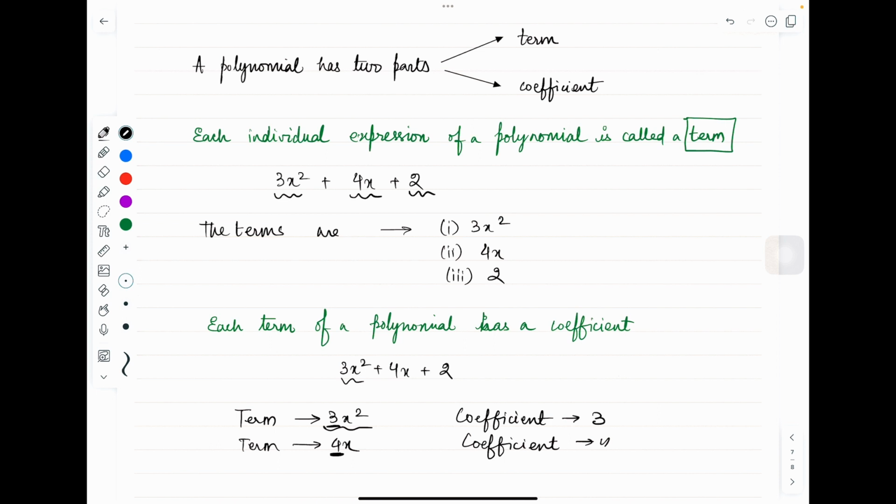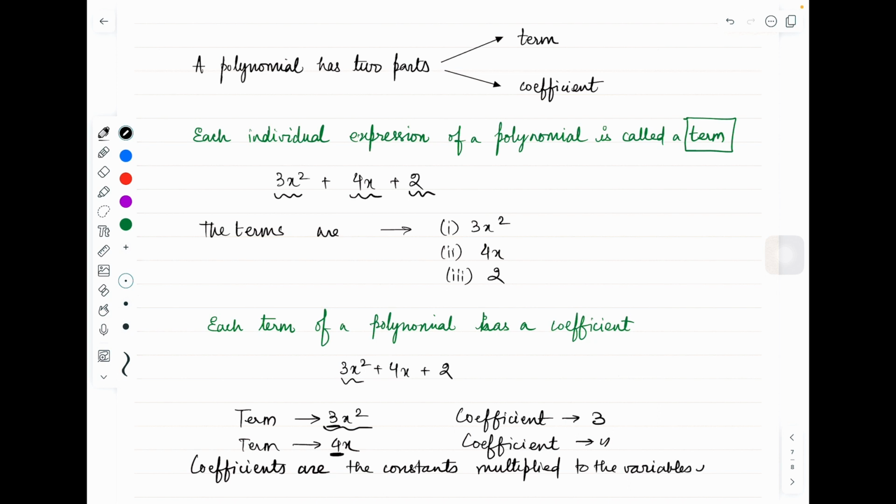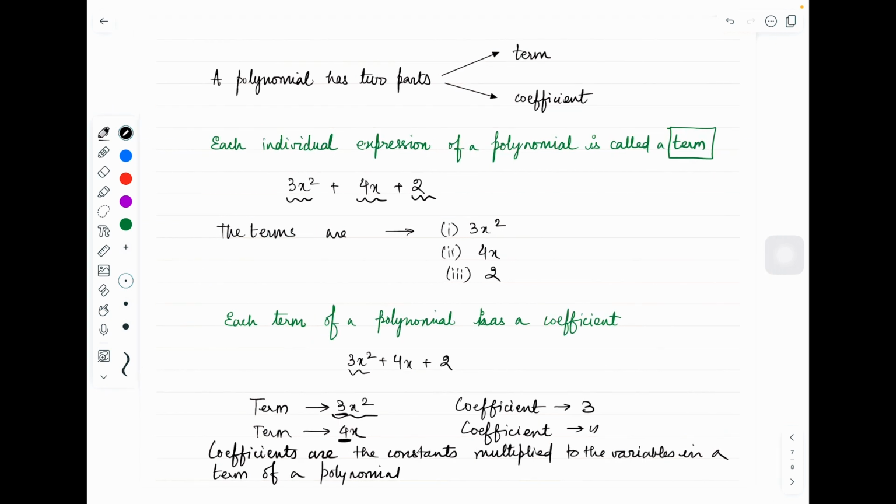Coefficients are the constants multiplied to the variables in a term of a polynomial. Understood? In the term of a polynomial. You are getting it? Coefficients are the constants.